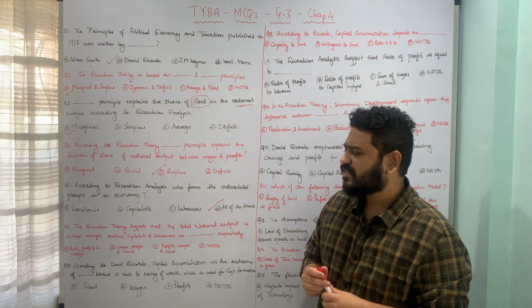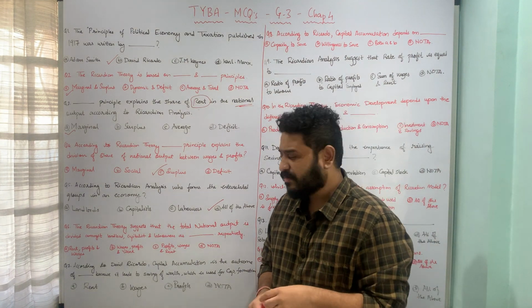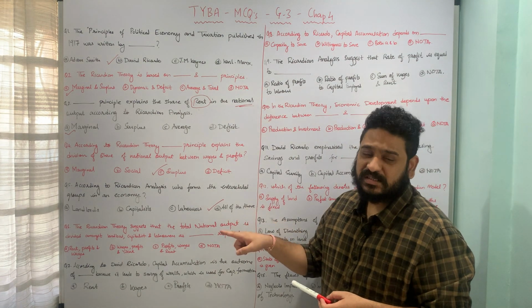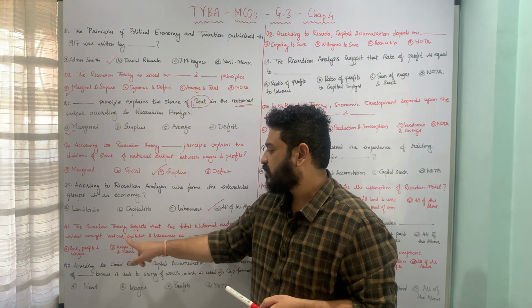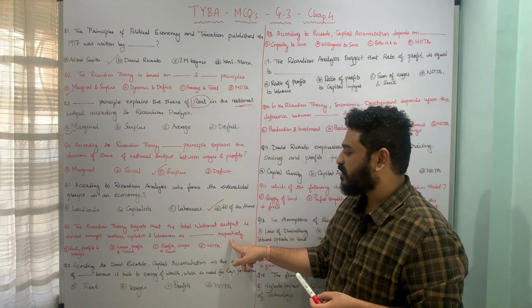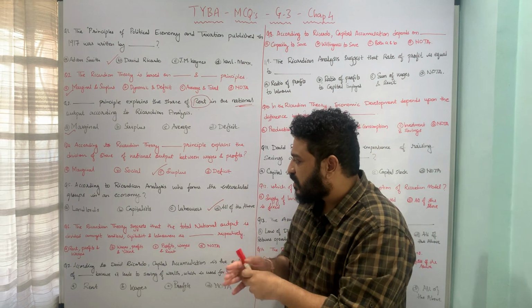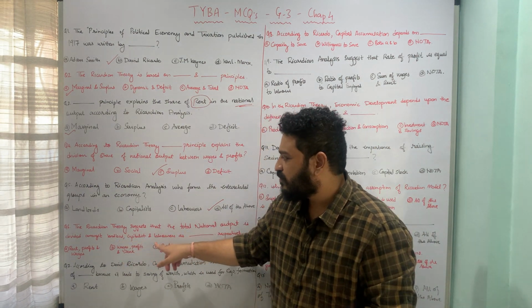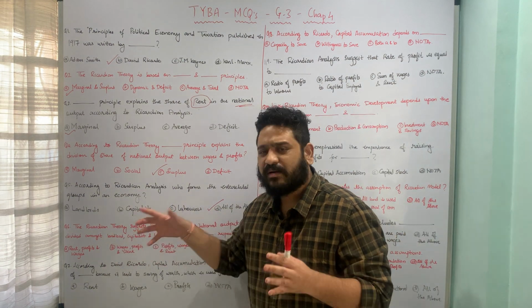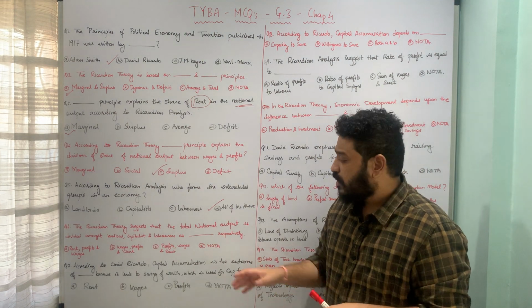Let us now move to the sixth question. The sixth question says, the Ricardian theory suggests that the total national output is divided amongst landlords, capitalists, and laborers as dash respectively. So the total national output is divided amongst these three groups, which we have seen in the previous question, that is the groups denoting landlords, capitalists, and laborers.